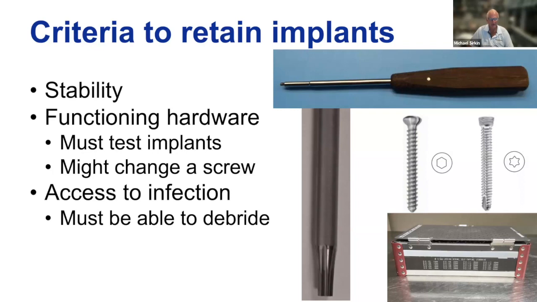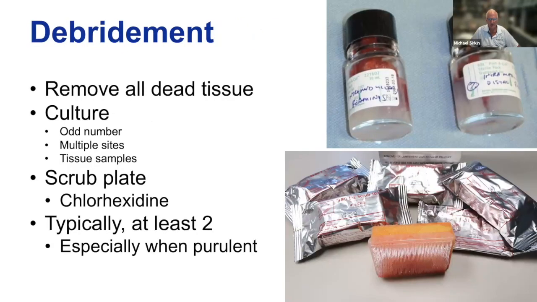You might have to change a screw. If a screw's not functioning, you probably need to get rid of it or change it, but you can leave the rest of the stuff there. And you need to be able to get access to the infection, and it must be able to be debrided. This will come into play later, and I'll show you in another case, but this is the criteria to retain implants.